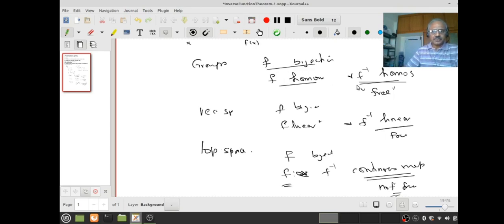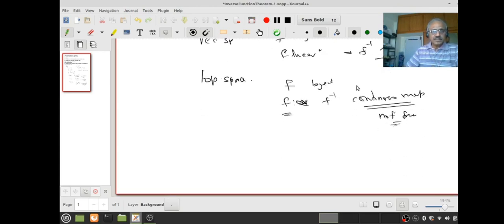Okay, you don't insist that f inverse is a homomorphism, because it comes automatically. But in general, that's not the case. So you want it to be both ways, that f as well as f inverse should be some kind of homomorphism. Homomorphism meaning whatever is the relevant map between the objects with the additional structure. Okay, keep that in mind.